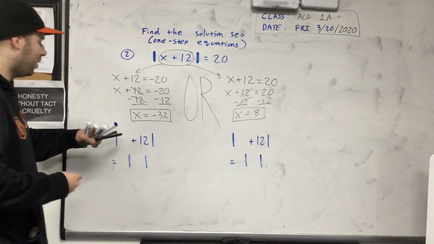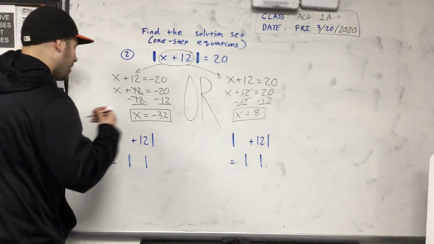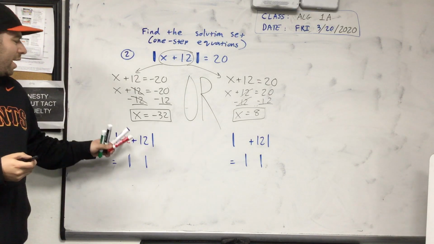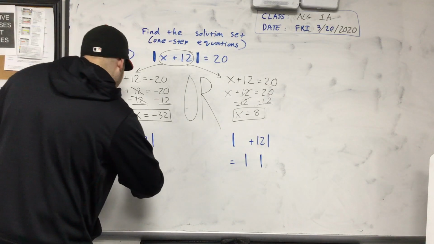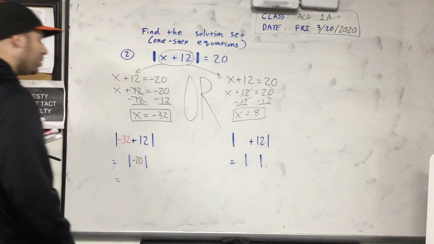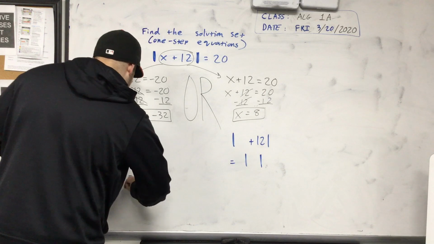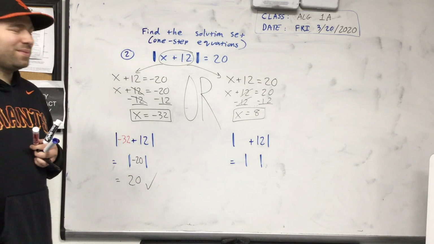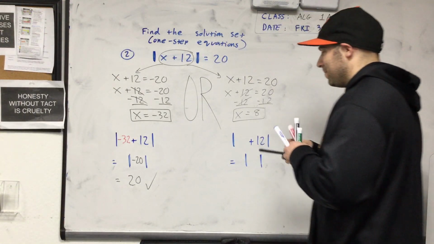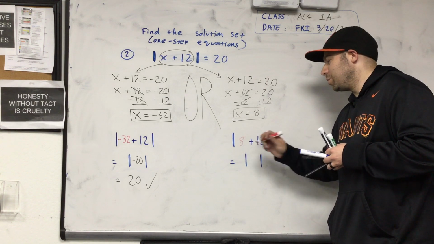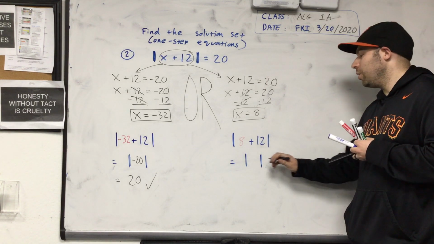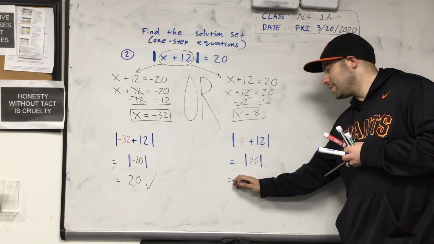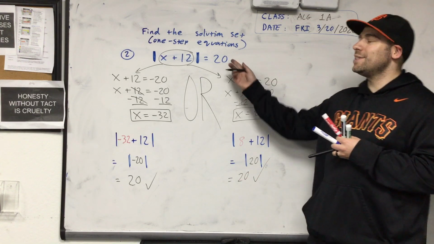Okay, so let's plug it in over here. So I'm going to plug in negative 32 for x. Negative 32 plus 12 is negative 20. And the absolute value of negative 20 is in fact 20, which is just what we wanted right there. Is that the only solution though? No. So let's check the other side. Let's plug in x equals 8. 8 plus 12 is 20. We're going to check our work. The absolute value of 20 is in fact 20. So there are 2 ways to get the same solution.